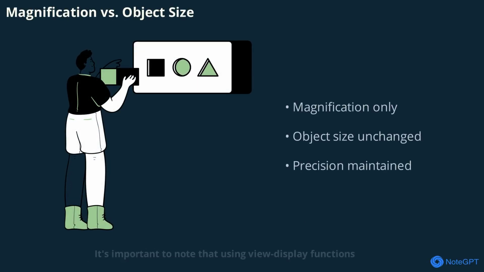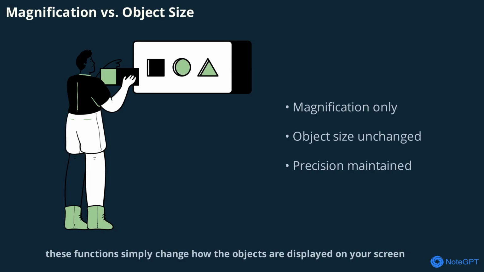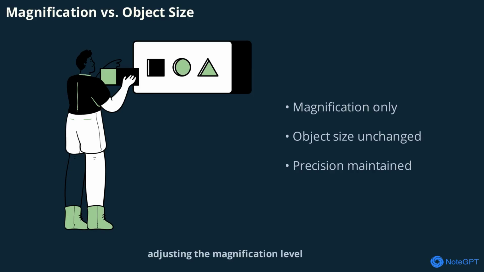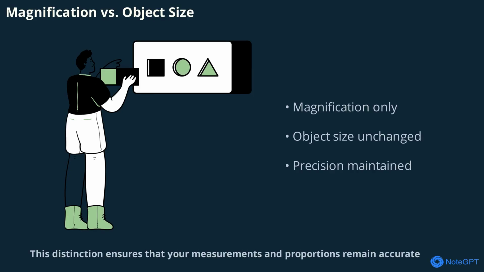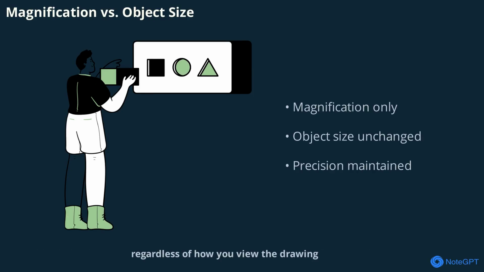It's important to note that using view display functions does not alter the actual size of drawing objects. Instead, these functions simply change how the objects are displayed on your screen, adjusting the magnification level. This distinction ensures that your measurements and proportions remain accurate, regardless of how you view the drawing. Understanding this principle is key to maintaining precision in your work.